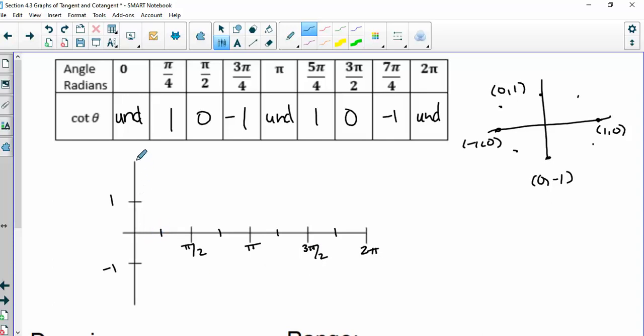So cotangent of 0 was undefined. Pi over 4, it was 1. Pi over 2 was 0. 3 pi over 4 was -1. Pi is undefined. 5 pi over 4 is 1. 3 pi over 2 is 0. 7 pi over 4 is -1. And 2 pi is undefined. So just like tangent, this is a curve approaching your asymptotes.